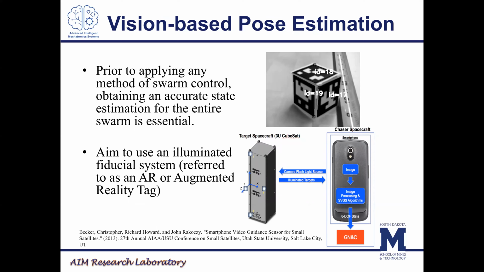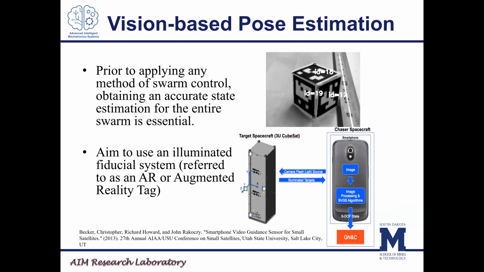So one of the ways to do that that NASA's already tested is called the Smartphone Video Guidance Sensor, SVGS. So they took an Android smartphone, just a cheap low power processor and cheap low power camera, and then they took what's called a 3U CubeSat. So it's just 3 CubeSats stacked on top of each other. And then they put some LEDs on there so that you can see it in the dark of space. And then they can get a pretty good pose estimate for this CubeSat with the camera. So it's low power and pretty cheap. Smartphones are quite cheap compared to satellites.